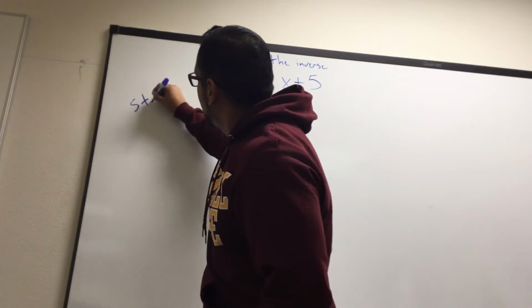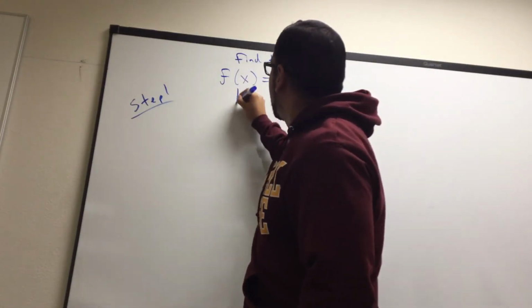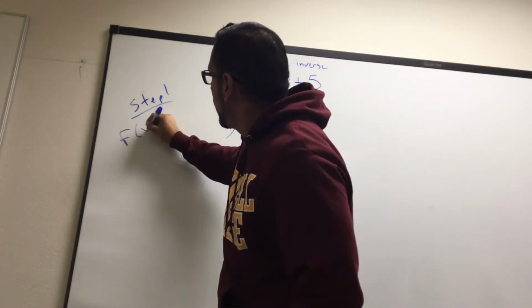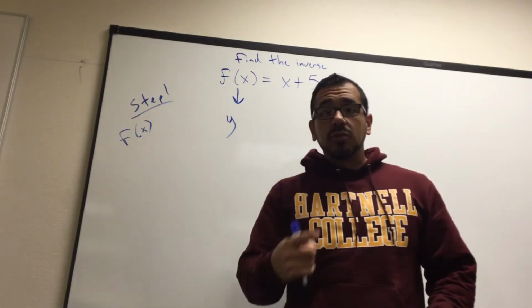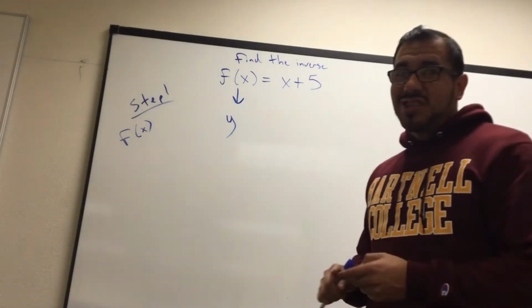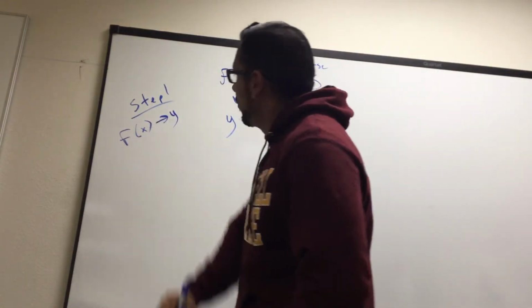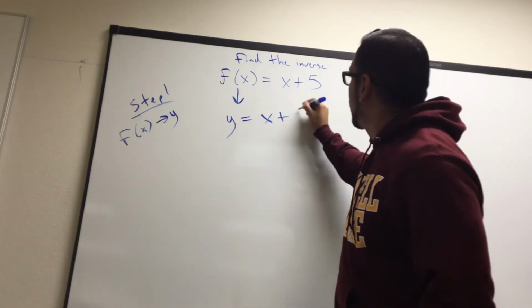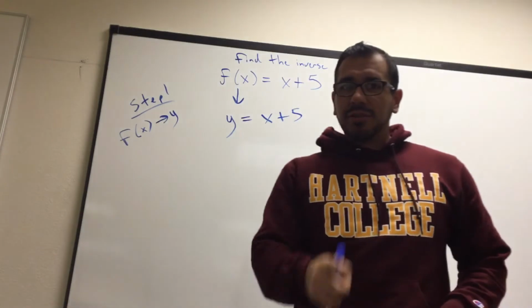The first thing we want to do, step one, is write f of x and change it to y. Wherever you see your function, whether it's f of x, g of x, or whatever it is, change it to y. So f of x, we're changing that to y. Everything else remains the same, x plus 5. That's step one. Get it in your notes.